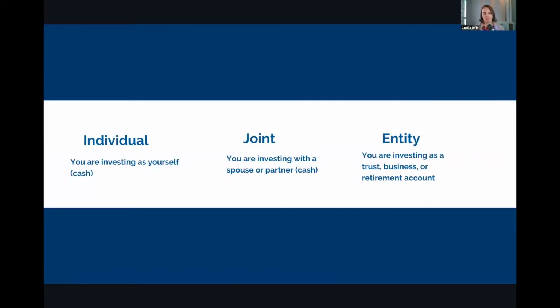So this is a question that you're going to get asked if you decide to invest into a group investment. On the PPM, which is a private placement memorandum, which is this giant legal document, you will be asked, are you going to invest as an individual? Or are you going to be investing jointly with a spouse? Or will you be investing as an entity? So let's talk about that.